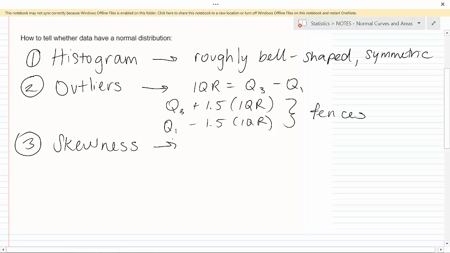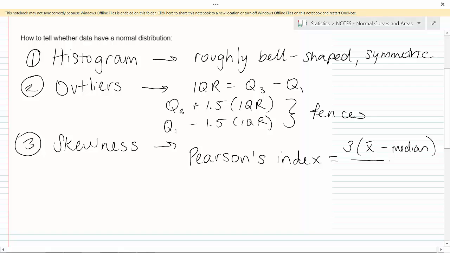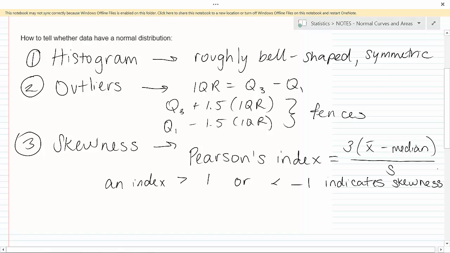Another way to measure skewness is this thing called Pearson's index. And the formula for Pearson's index is 3 times the sample mean minus the median, divided by the sample standard deviation. If you get an index value greater than 1 or less than -1, that's an indication of skewness. And again, if your distribution is skewed, then you can't necessarily say that it's normal.